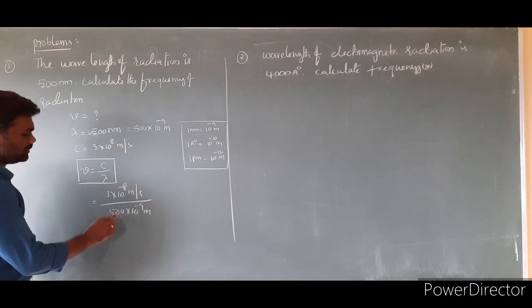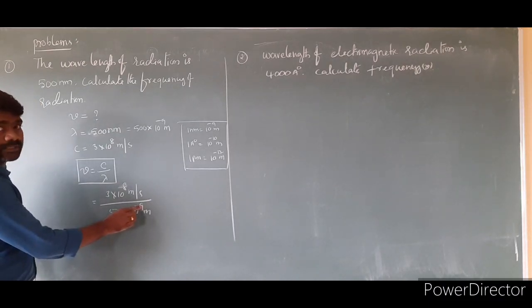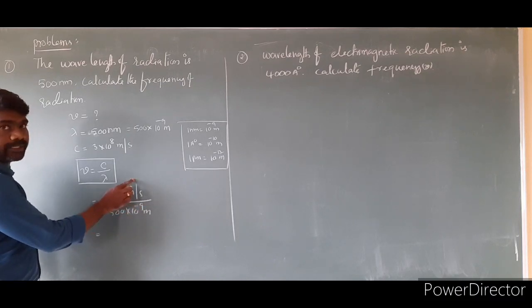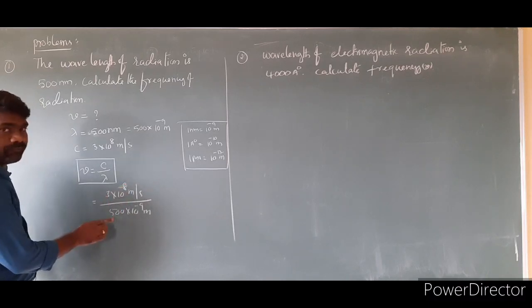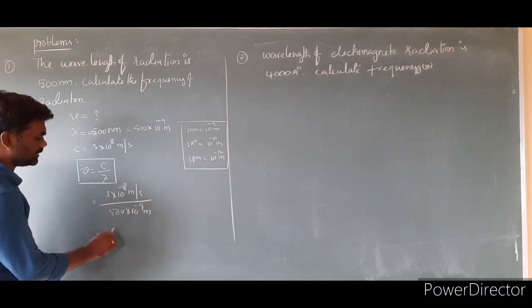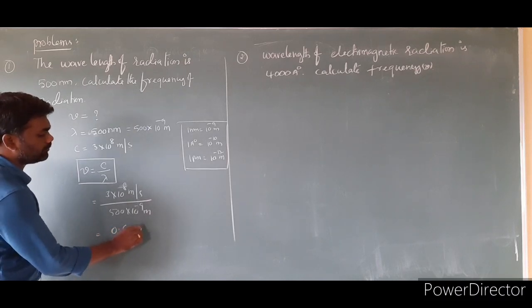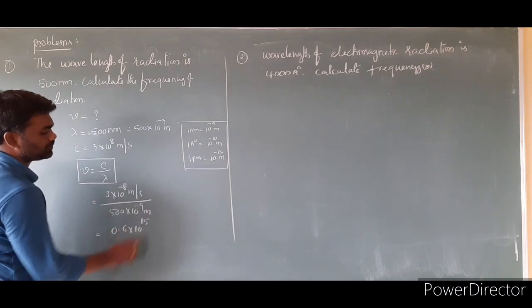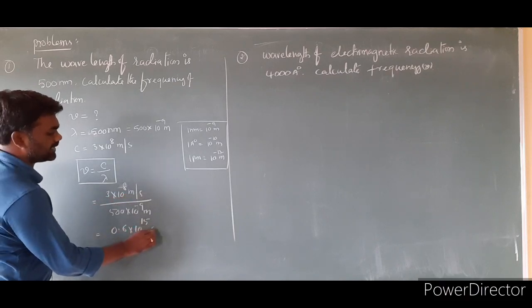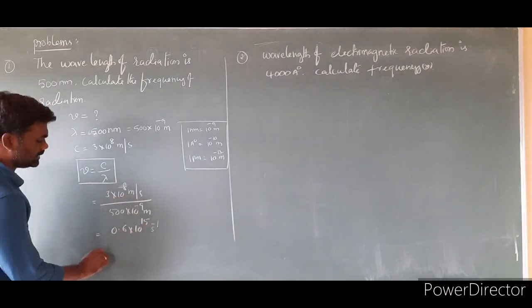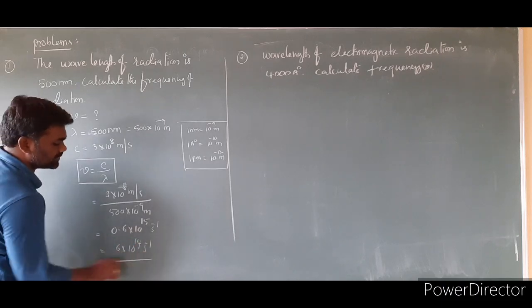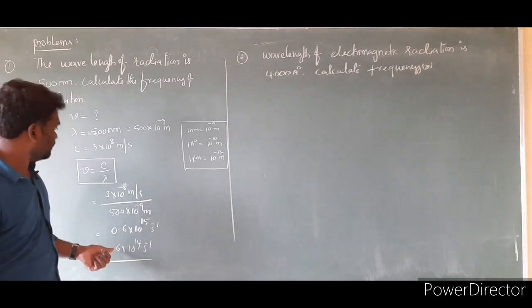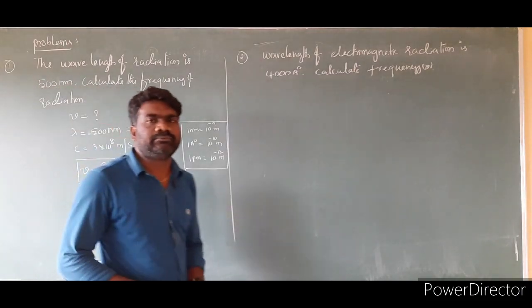Upon simplification, 2 zeros cancel with 10 power minus 9, then we get 10 power minus 7. 10 power minus 7 transposed to the numerator becomes 10 power plus 7. 10 power 7 into 10 power 8 is 10 power 15. 3 by 5 is 0.6, so that is equal to 0.6 into 10 to the power of 15. Shifting the decimal, the remaining unit is second inverse, that is equal to 6 into 10 to the power of 14 second inverse. So this is the frequency of that radiation.